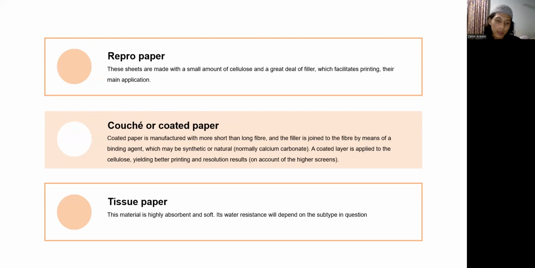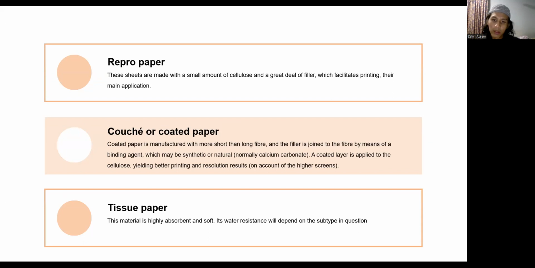So tissue paper, this material is highly absorbent and soft. Its water resistance will depend on the subtype in question. What this means is that tissue paper has a variety of types, depending on what the client wants.